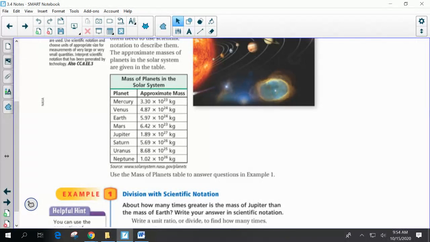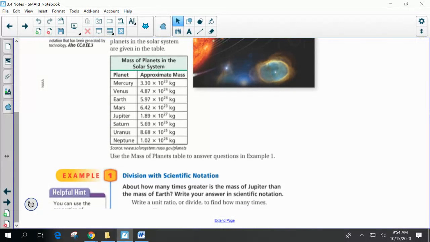So this is asking how many times greater is the mass of Jupiter than the mass of Earth? Okay, and then you're going to write your answer in scientific notation. So how many times greater? If I say this person weighs 300 pounds and this person weighs 100 pounds, how many times greater does that person weigh? 3 times. So we did that by dividing, even if you didn't really realize you were dividing.